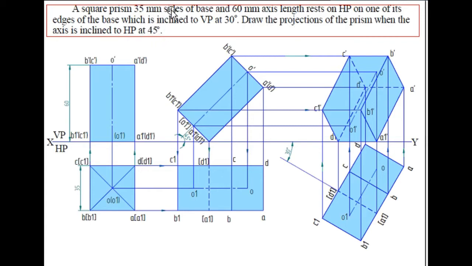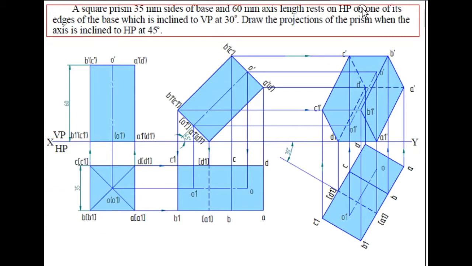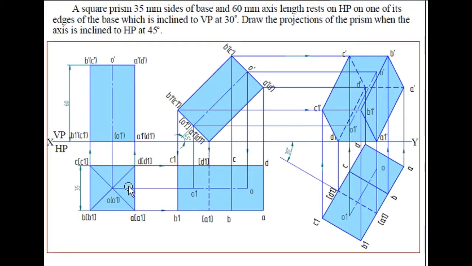As I discussed, the conditions we have to check. First condition is what? Where the prism is resting. So the prism is resting on HP plane, right? Then how is it resting? It is resting on one of its edges of the base. So make sure that the edge is placed here and the square is placed on HP plane, right? Because the prism consists of a top face and a bottom face.